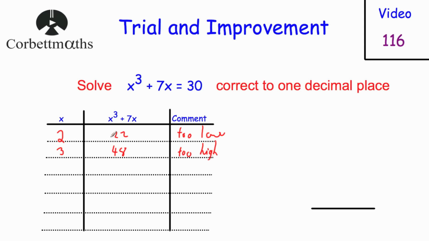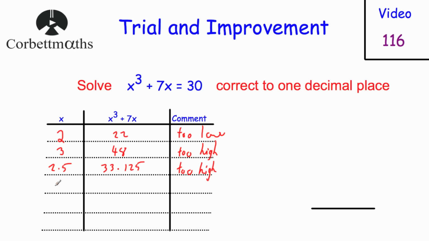Now, we've got 2's too low and 3's too high. So we know our answer is going to be somewhere in between 2 and 3. So let's try 2.5 next. So if we try 2.5 cubed plus 7 times 2.5, that's equal to 33.125, which is too high. We wanted 30, so that's too high.